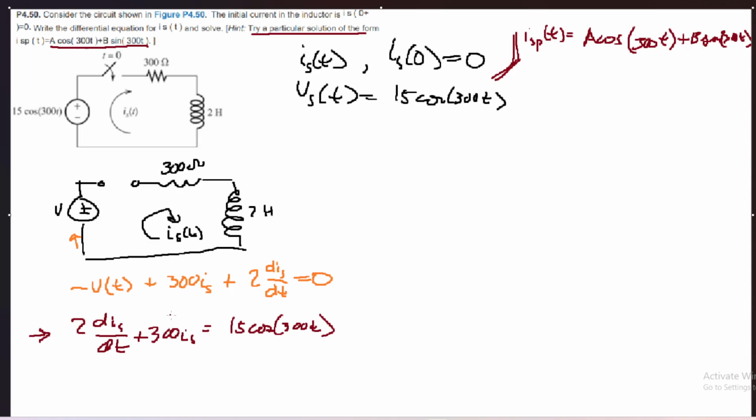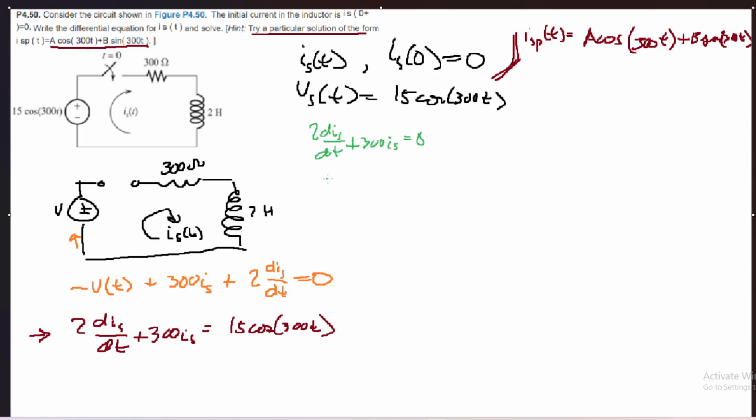First we're going to set up the homogeneous equation to isolate Is. I'm going to do this in green. It's 2 dis over dt plus 300 Is is equal to 0, which basically means setting the right hand side equal to 0. We solve for Is, and eventually we're going to end up with Is equal to whatever we get here with respect to t plus the particular solution.